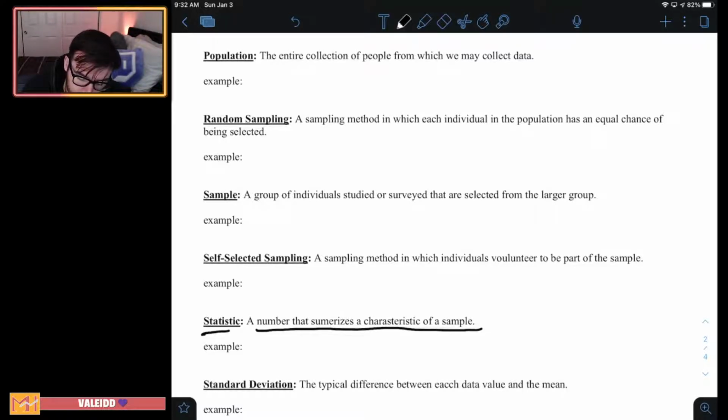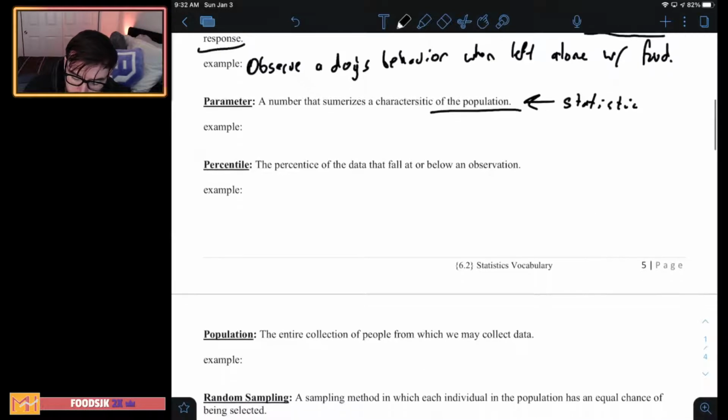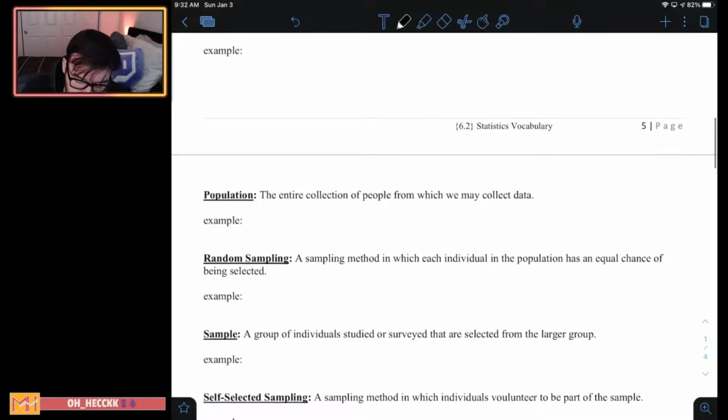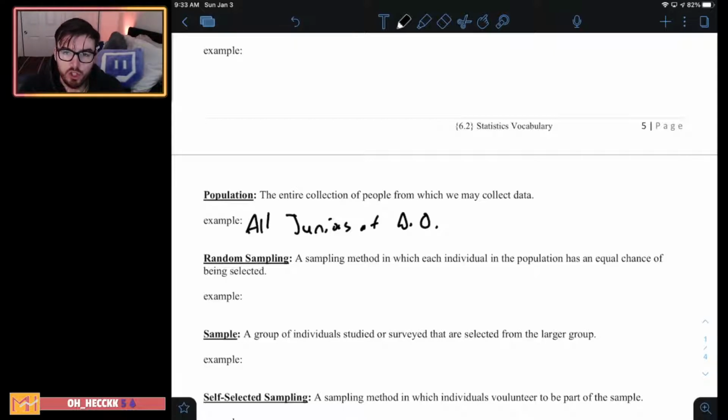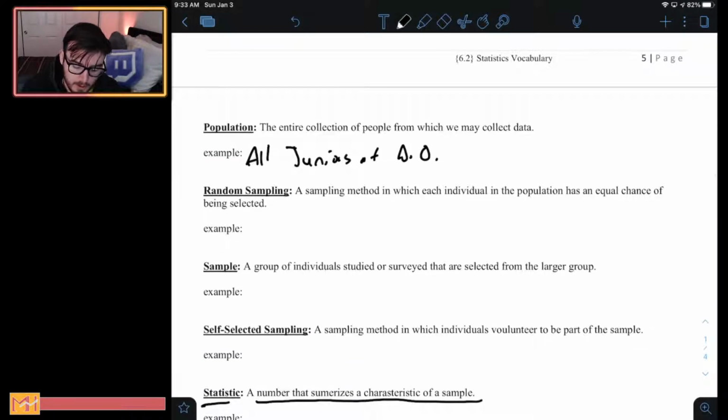Sorry, I'm jumping around, but I'm realizing it's probably better if we talk about population first. What is a population? A population is the entire collection of people from which we may collect data. For example, all juniors at DO. A population can be anything. I might want to study the juniors at DO, so every junior at DO is the population, and my sample might be you guys.